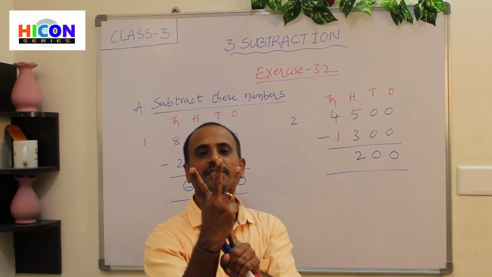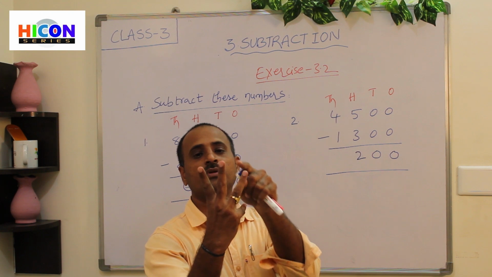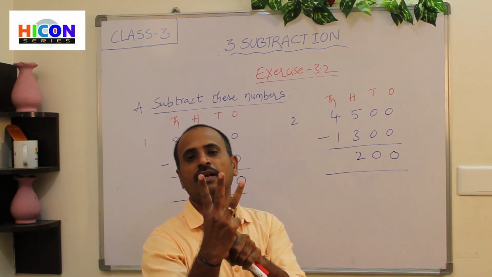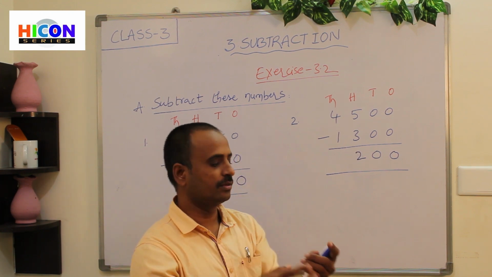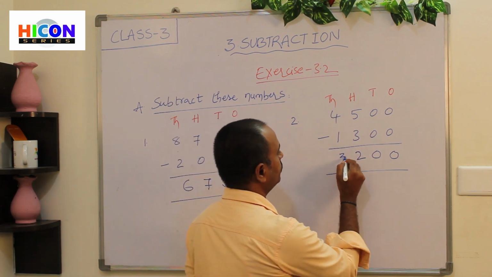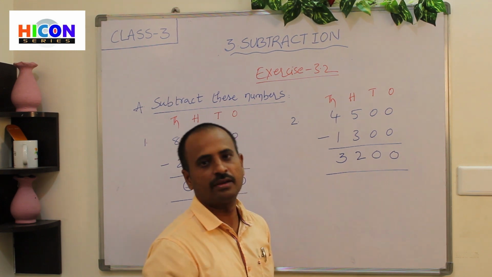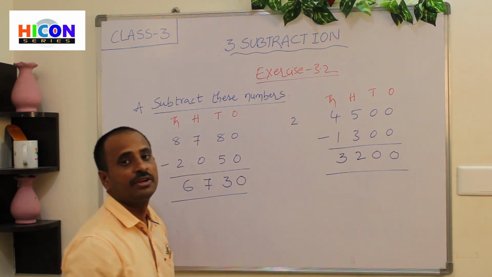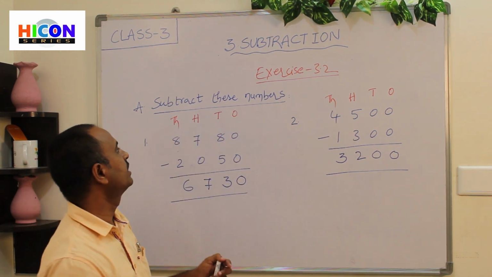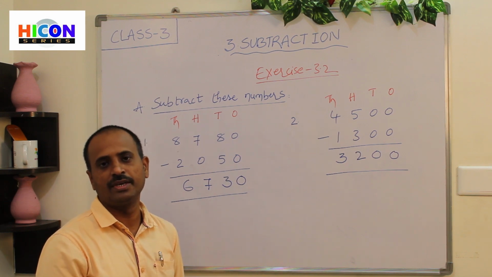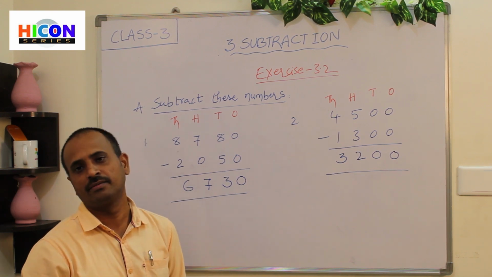So children, how many fingers are there remaining? 1, 2, 3. So there are 3 fingers remaining. So write 3 under thousands place. So the answer is 3200. So children, in this way we can subtract 4 digit numbers without regrouping, that means without borrowing.